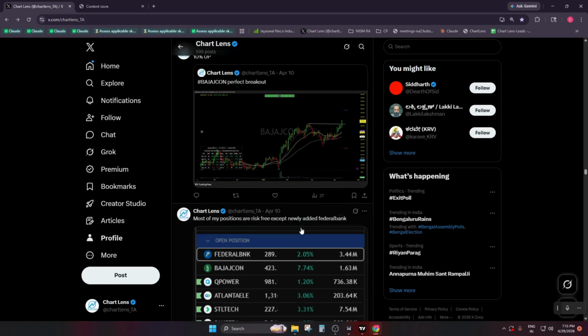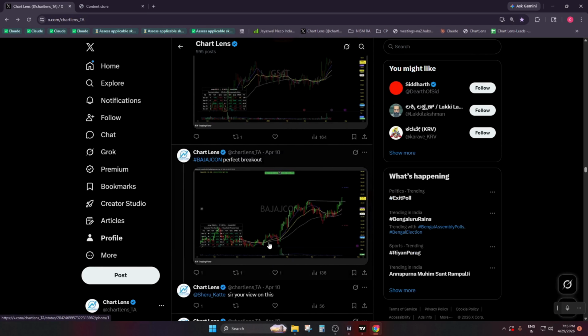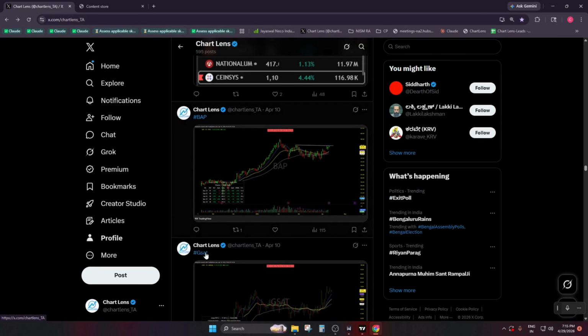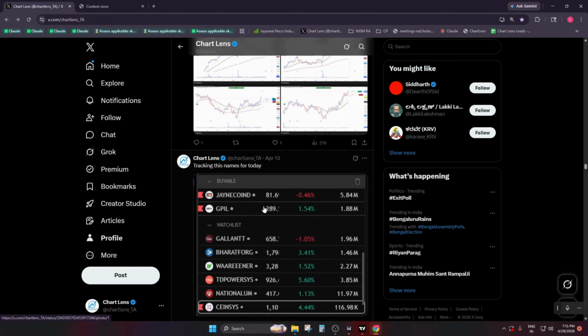So after this Federal Bank and Bajaj Consumer, let's move on. These are my US trades: BAP, GSET, all my US trades. I'll explain later my US trades.